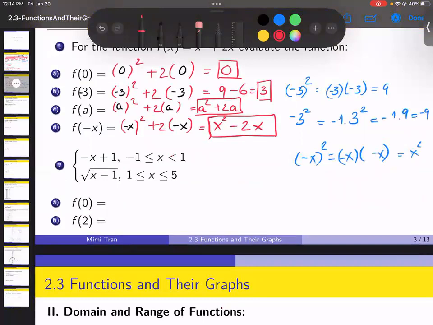Unlike a regular function, I only have 1 to pick from. I've got 2 here. Which one should I pick for my f of 0? Yes, why? Yeah, but 0 belongs to that range, right? It belongs to that domain. So we're going to pick the top one. The top one is negative something plus 1, and that something now is 0. Negative 0 is the same thing as 0, so it's 1.